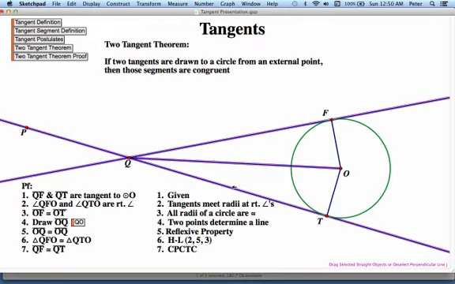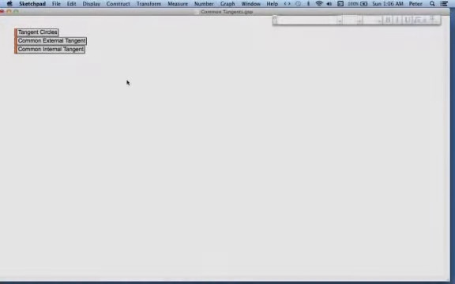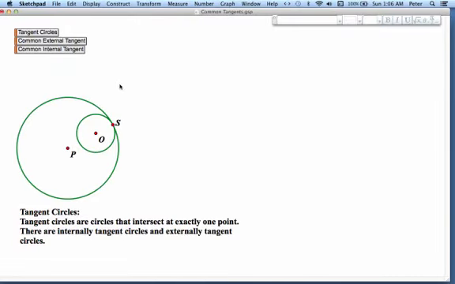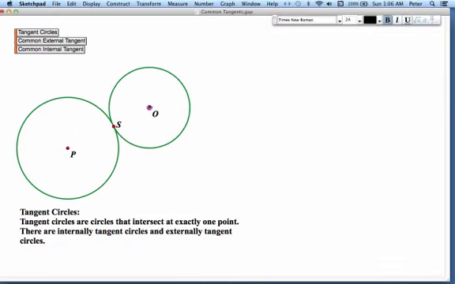Alright, we're going to look at a couple more things with tangents. We're going to look at tangent circles and common tangents between two circles. The concept of tangent has a lot of applications. Let's first look at tangent circles. Tangent circles are two circles that only intersect at exactly 1 point. There are internally tangent circles like O and P because O is inside circle P. But there are also externally tangent circles because circle O is outside of circle P.